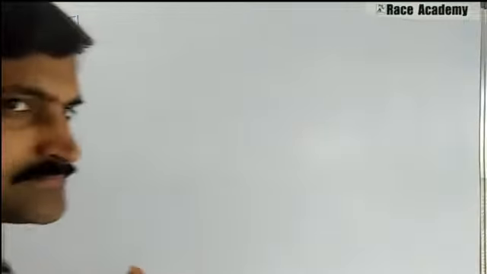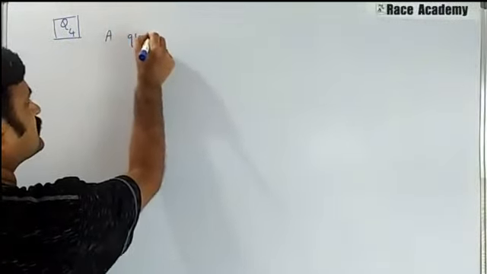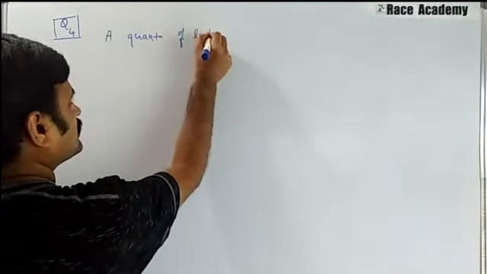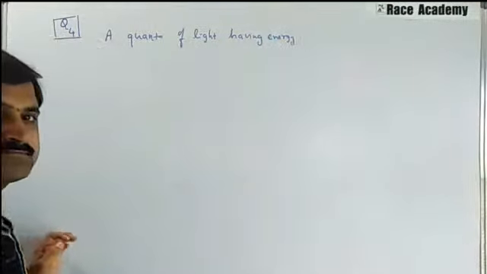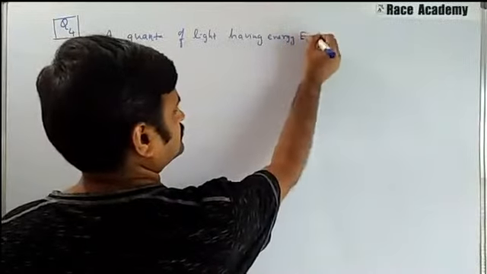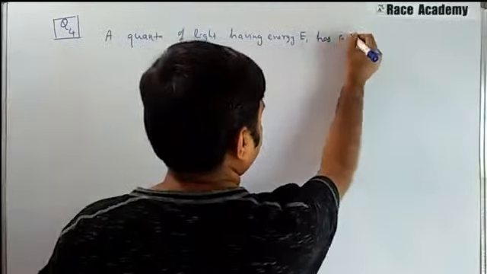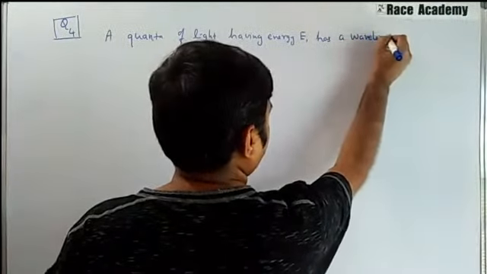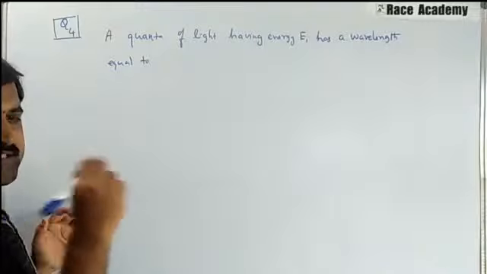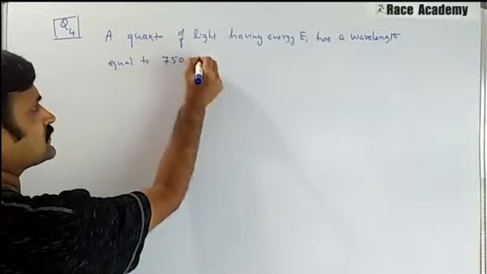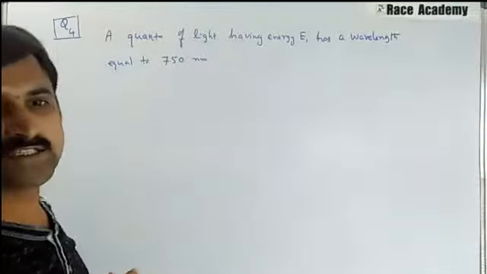Let us see the next question. A quanta of light having energy capital E has a wavelength equal to 750 nanometers. So they have given the wavelength in this question.